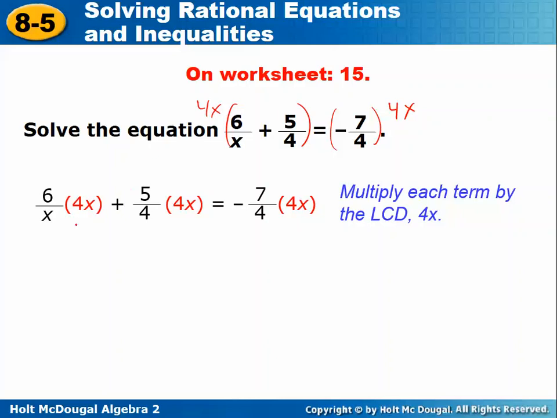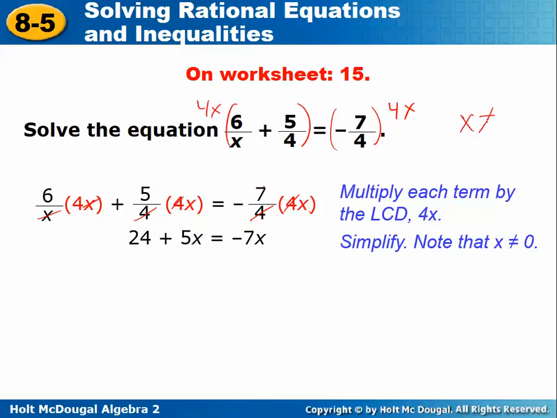And then we cancel what we can. X's would cancel, and we'd have 6 times 4. 4's would cancel, I'll have 5 times x. On this side, the 4's cancel, I'll have negative 7 times x. So that all simplifies to 24 plus 5x equals negative 7x. And again, x cannot equal 0.